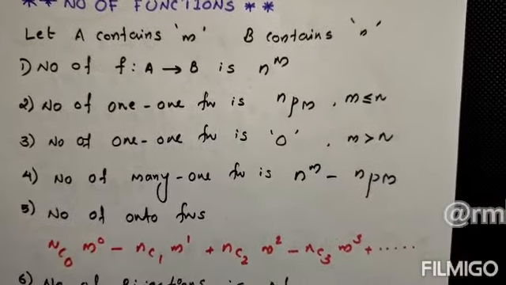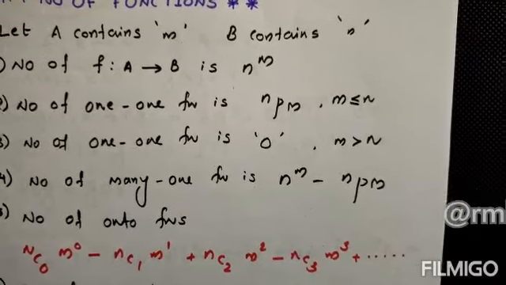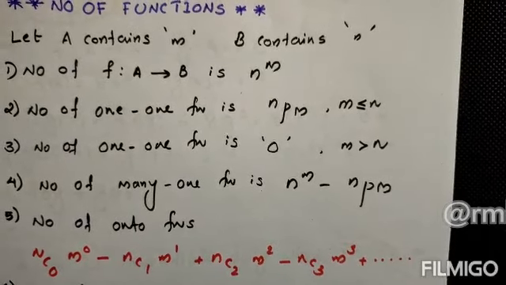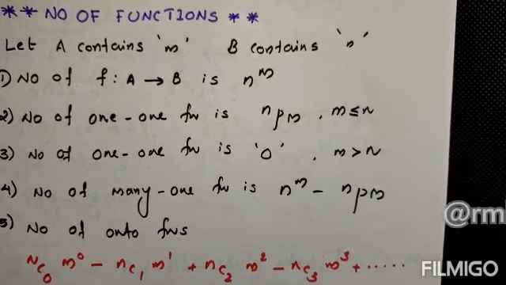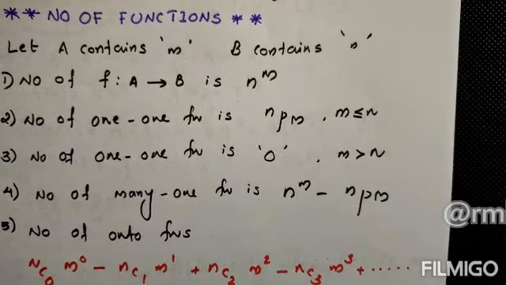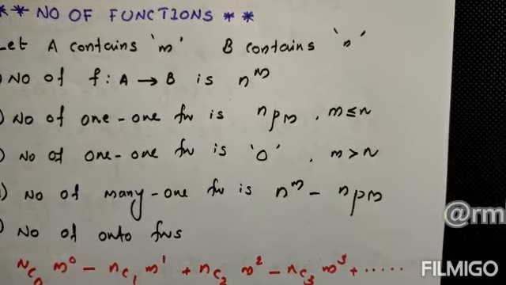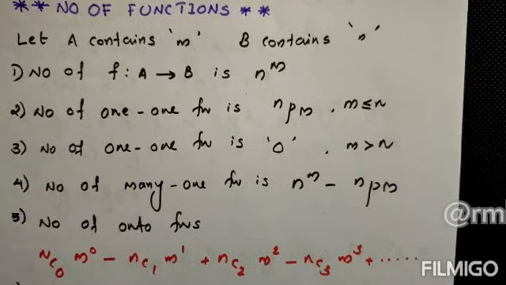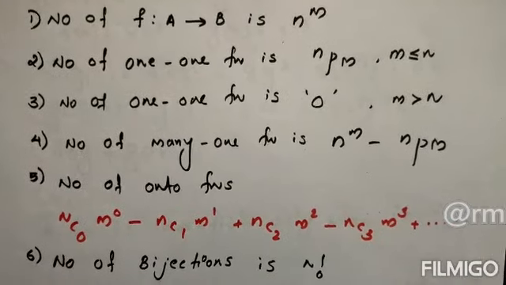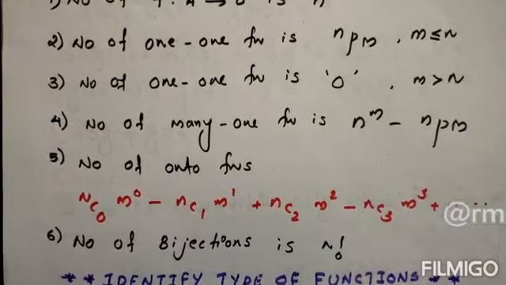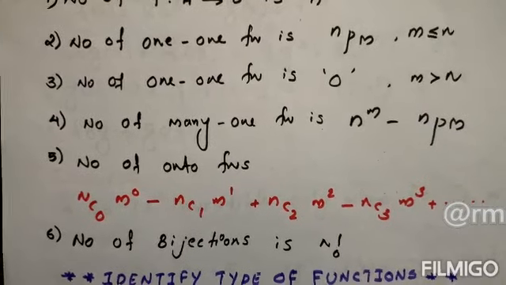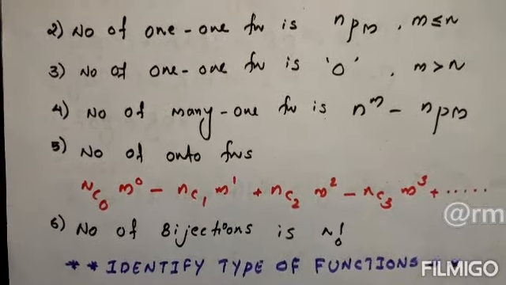Number of onto functions is, by the result, nC0 (n) raised to m minus nC1 (n-1) raised to m plus nC2 (n-2) raised to m minus nC3 (n-3) raised to m plus, etcetera. Number of bijections is n factorial, when n is equal to m.